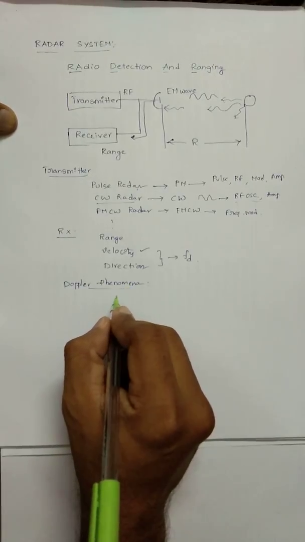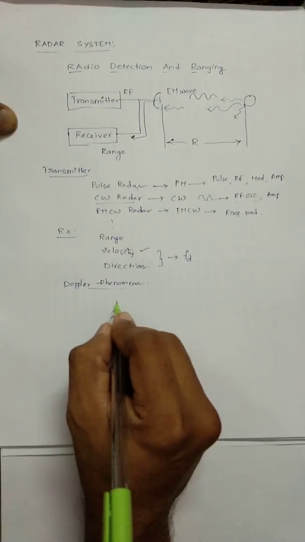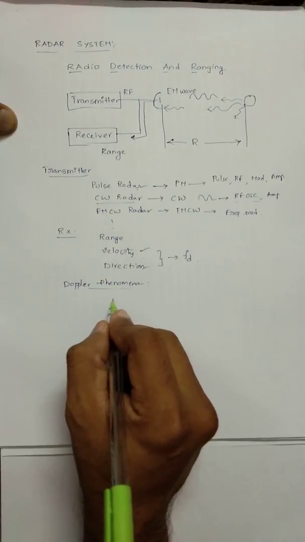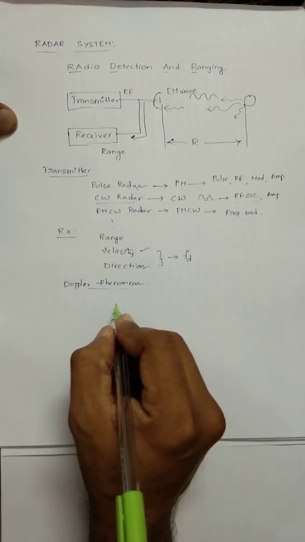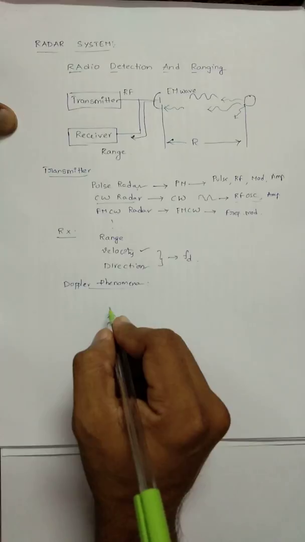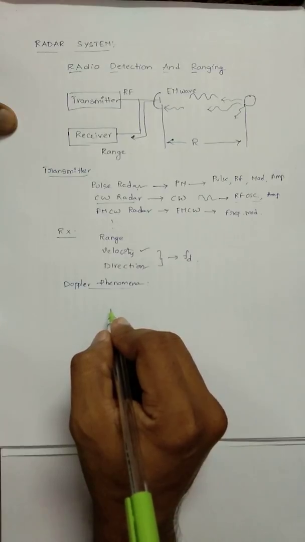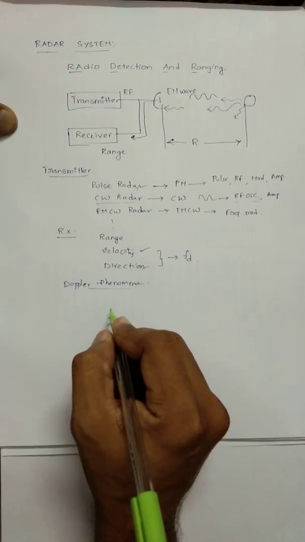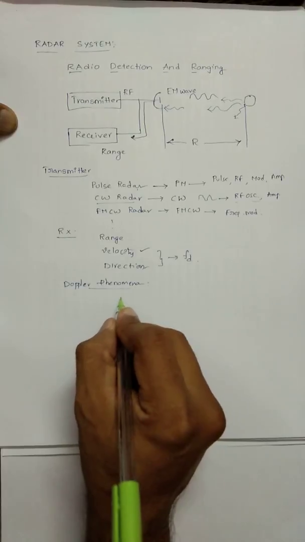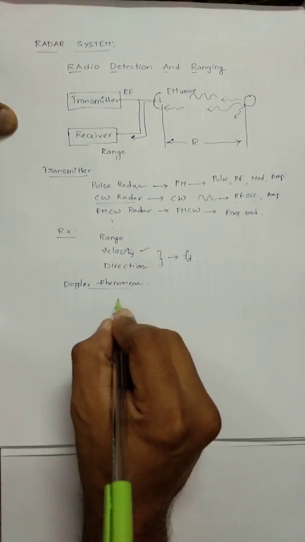Doppler is an Austrian physicist. He observed this type of Doppler effect. The Doppler effect is nothing but the change in the light or sound wave when either the source or the observer is in motion. So it depends upon the Doppler effect.